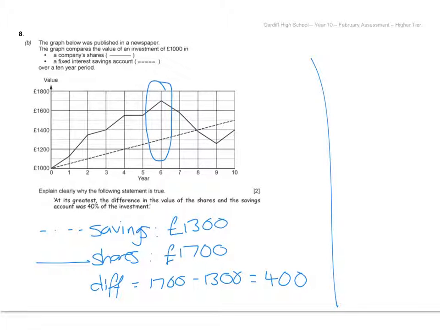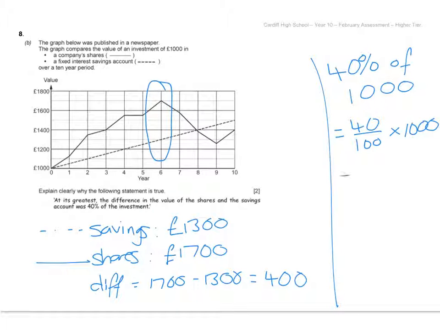So we can literally just come out and say it. We can say 40% of 1,000 equals 40 over 100 times 1,000, which is 400. Okay, and you've now shown that those two values are the same.